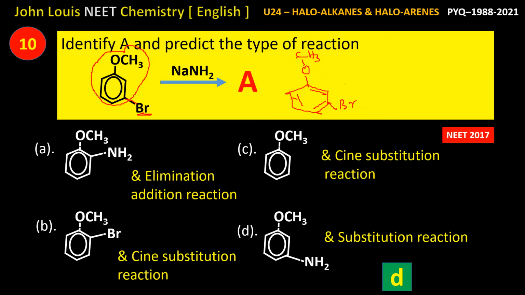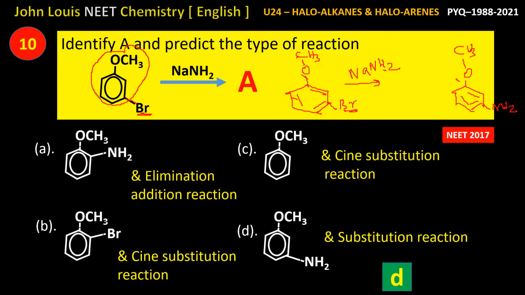So when it is treated with NaNH2, what is the product formed? This is meta substituted anisole. Therefore, this will undergo a substitution reaction in the same meta position. This bromine will be substituted by NH2 here. Therefore, you will get CH3O, and in the meta position you will get NH2. So it undergoes a substitution reaction.